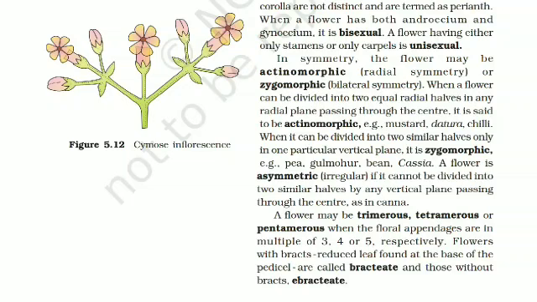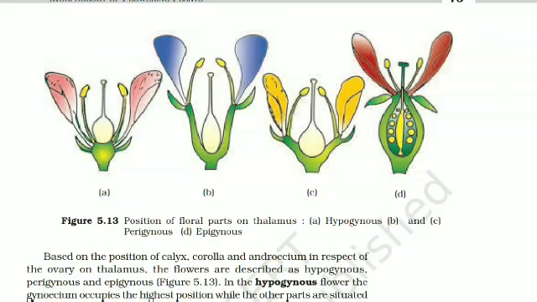Now, we will learn about those parts in detail, but before that, we will learn how the flowers are classified based on the position of calyx, corolla and androecium in respect of the ovary on thalamus. Okay. So, based on the position of calyx, corolla and androecium in respect of the ovary on thalamus, the flowers are described as hypogynous, perigynous and epigynous flowers. So, just look at the diagrams and try to understand the difference between them.